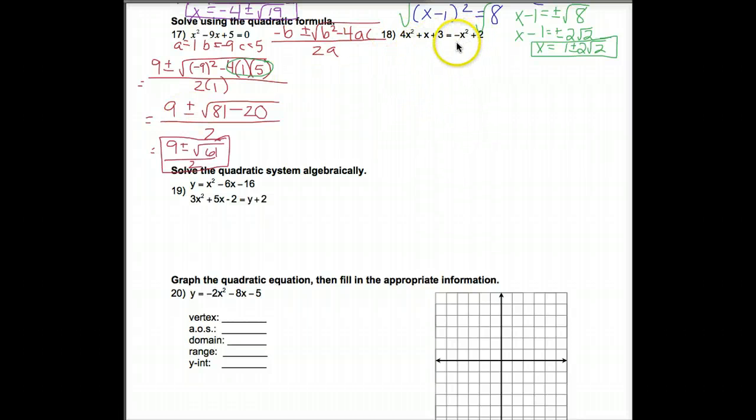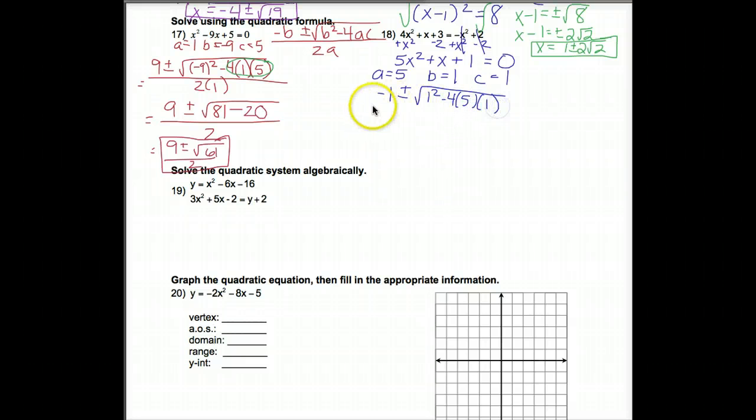On 18, it's not equal to 0 right now. Do not start assigning a, b, and c until it's in the right form. So move these to the left side, so that gives me 5x squared plus x plus 1 equals 0. So that means a is 5, b is 1, and c is 1. So opposite of b plus or minus square root b squared minus 4 times a times c, all divided by 2 times a.